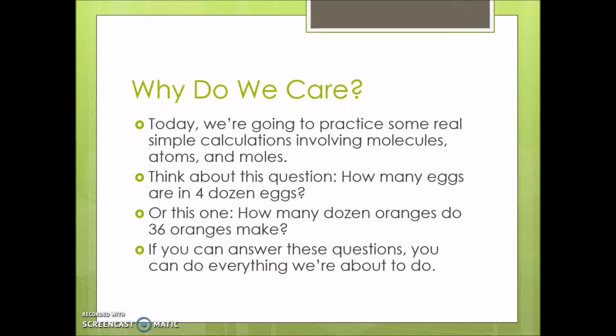Another example: how many dozen oranges do 36 oranges make? Well, if we divide 36 by 12, it'll tell us the number of dozens that we have, because a dozen is just 12. If you can answer these simple questions, then you can easily do mole to molecule conversions as well. I'm going to go ahead and pause for a second, and then I will show you how to actually work out these calculations on paper.